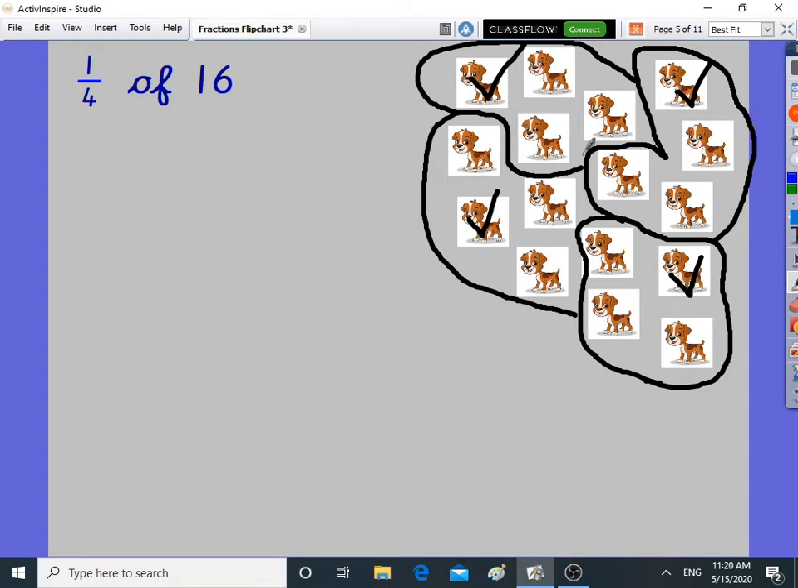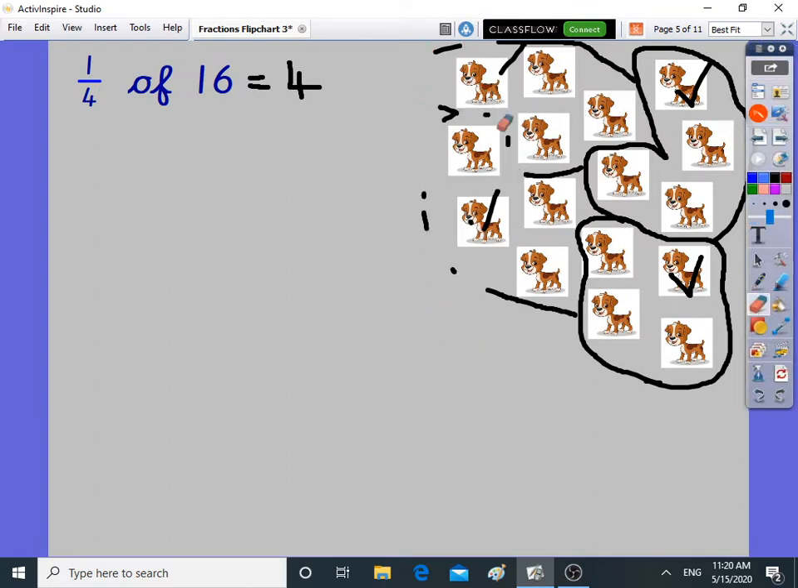And then you just count your ticks. 1, 2, 3, 4. The answer is 4. A quarter of 16 is 4. That's the first way that you can do it, by doing 1 out of every 4. Every time you see 4, you get 1. Let's do it another way.